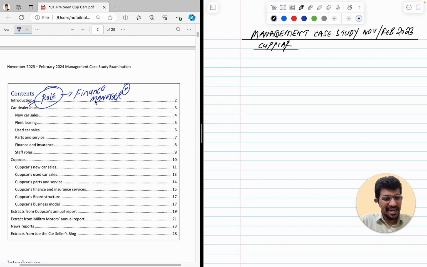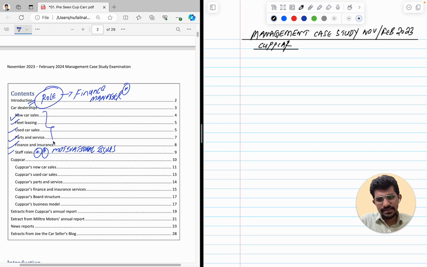And then we have the car dealership, that is the new car, the fleet leasing, the used car, the parts and services, finance, insurance, and the staff role. Now, students, the staff role you have to go through for sure, because there can be a question on motivational issues, and there are chances of high motivational issues as well that you have to keep in mind.